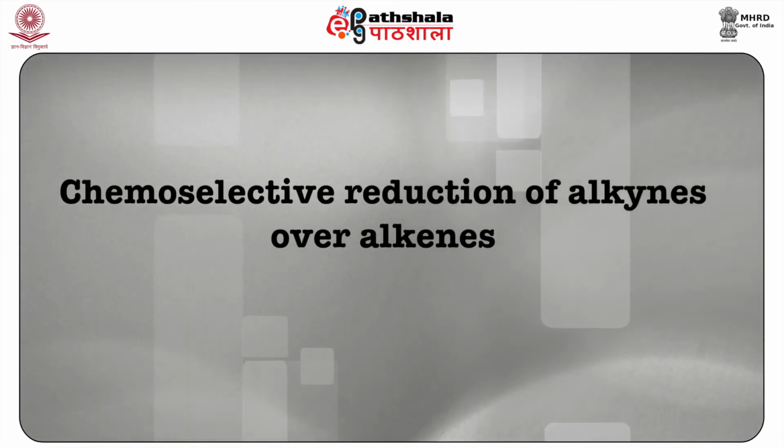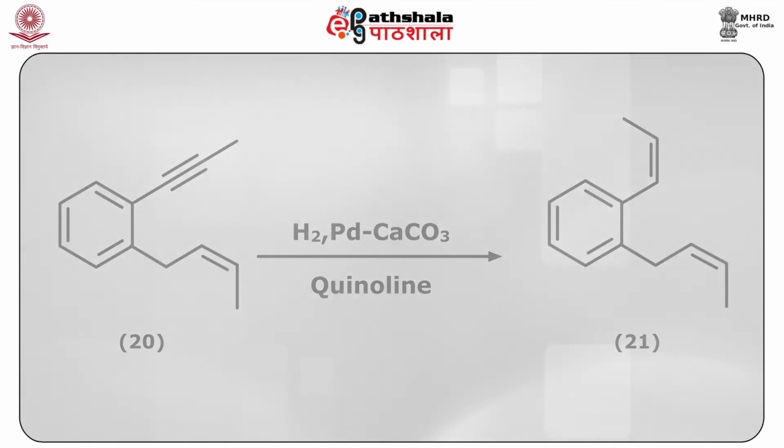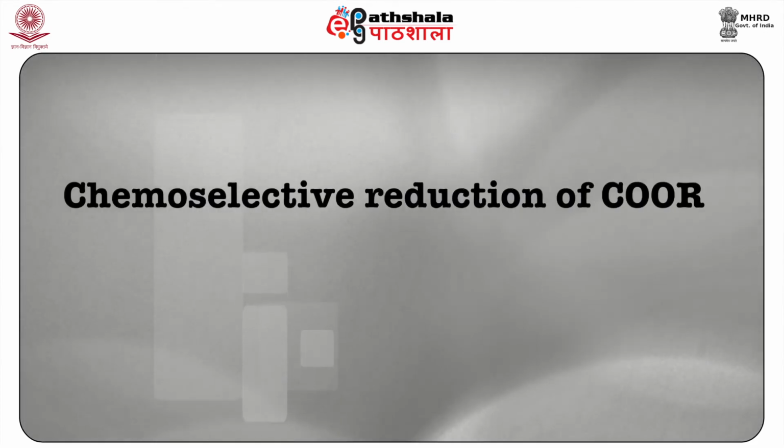Chemoselective reduction of the alkynes over alkenes. Reduction of 1-but-2-enyl 2-prop-enyl benzene in the presence of Lindlar catalyst, which is palladium on calcium carbonate with quinoline, by hydrogen to give 1-but-2-enyl 2-prop-1-enyl benzene. This is an example of the selective syn addition of hydrogen to alkyne over the alkenes.